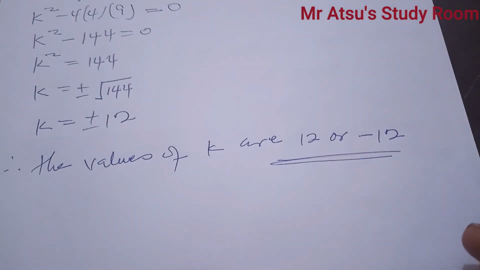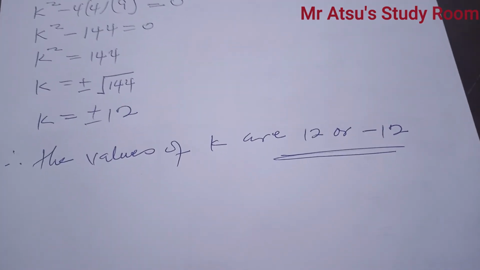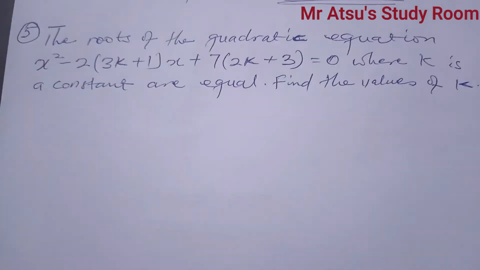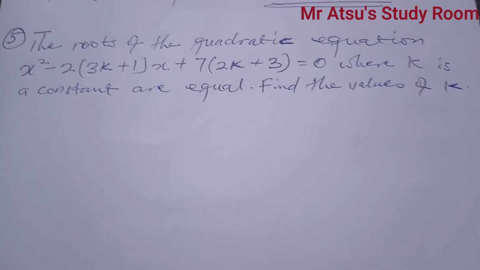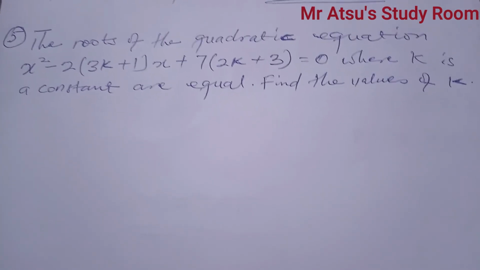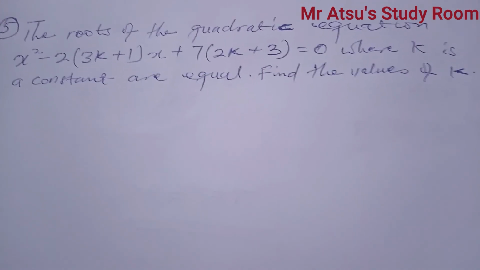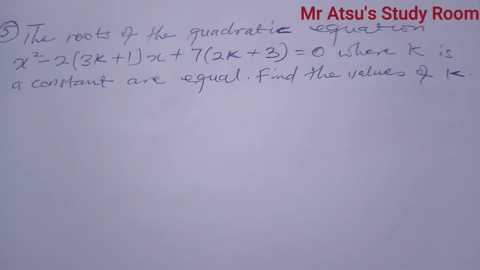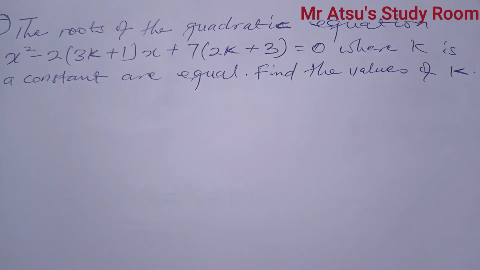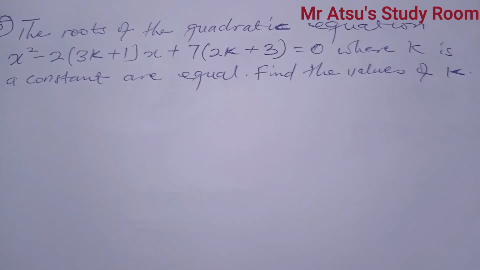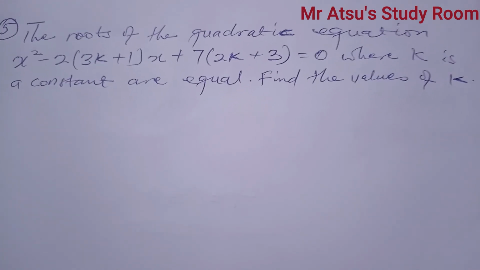I'll give you the last one to try on your own. Feel free to share your answer with me in the comment box. And that question which you have to try on your own is: the roots of the quadratic equation x squared minus 2(3k plus 1)x plus 7(2k plus 3) equals 0, where k is a constant, are equal. Find the values of k.